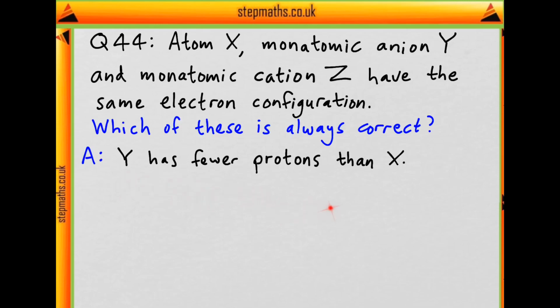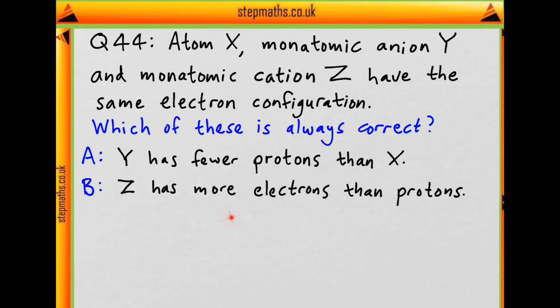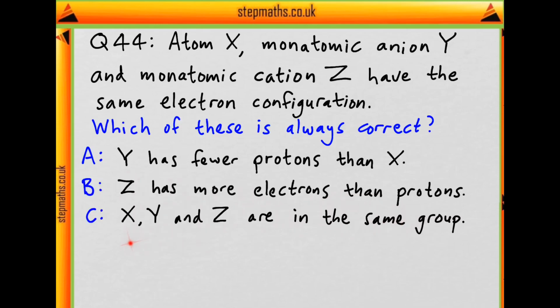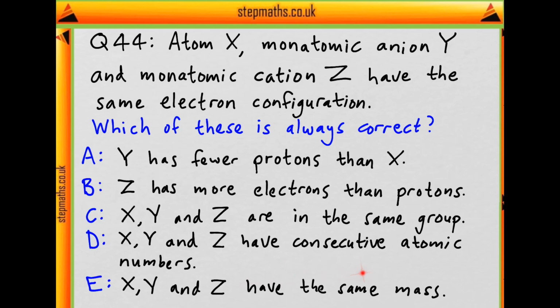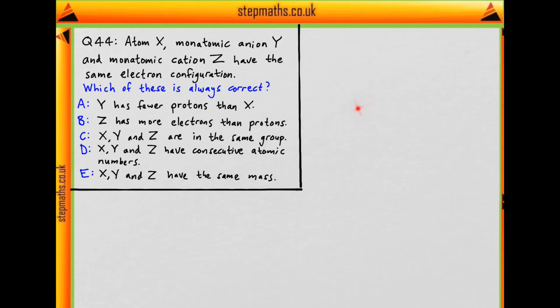Y has fewer protons than X, Z has more electrons than protons, X, Y, and Z are in the same group, X, Y, and Z have consecutive atomic numbers, or X, Y, and Z have the same mass. So where to begin? Well, why don't we write down everything that we know about X, Y, and Z?